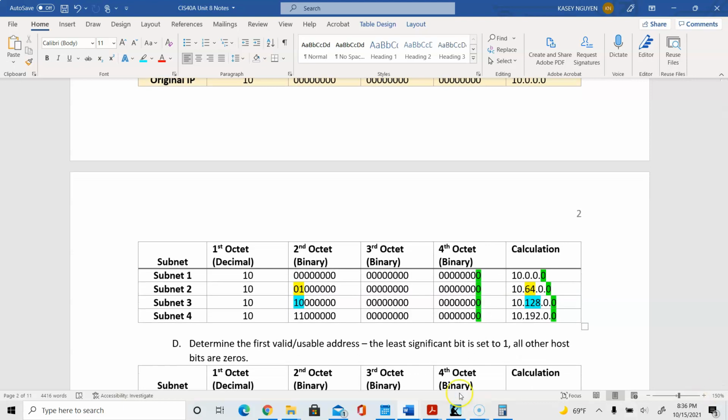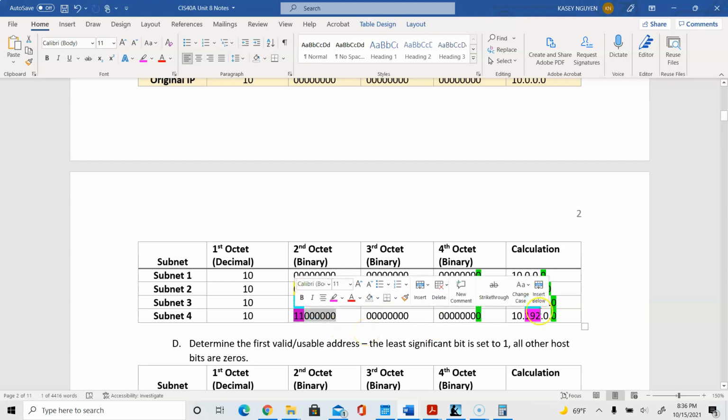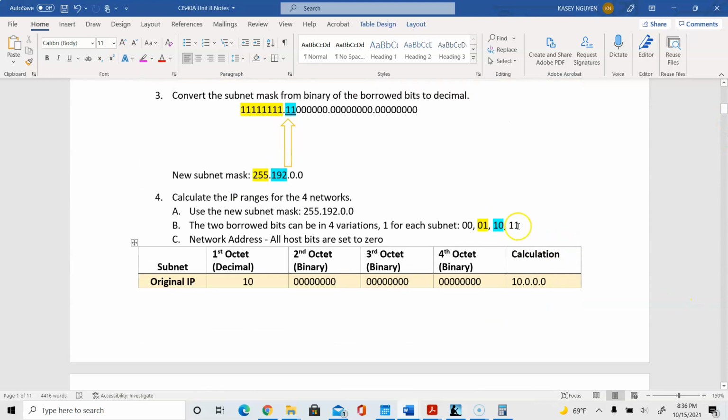And lastly, our subnet 4, which is going to be the last variation, 11. And this is going to convert to 192, because if you punch this value into a calculator and convert it from binary to decimal, you will find that it is a 192. And that is our last variation.